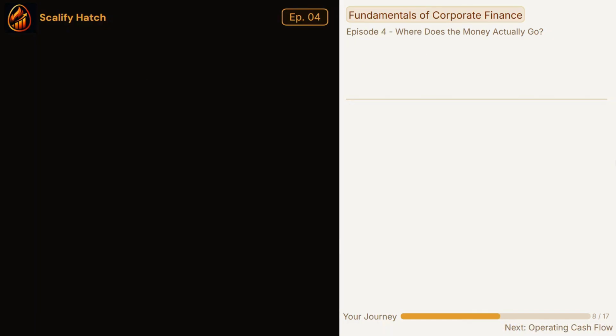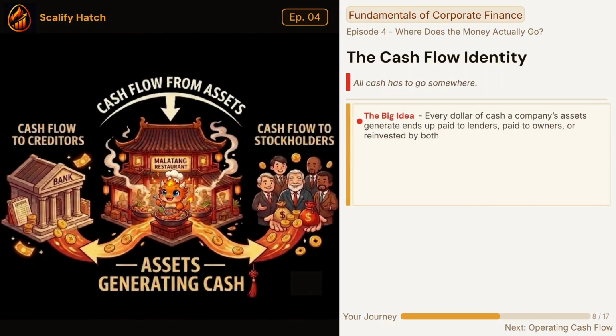So we are going to be talking about the cash flow identity. Here's the big idea underneath everything we're about to build. All the cash a company's assets generate has to go somewhere, either to the people who lend the company money or to the people who own it. Nothing just sits there in limbo.